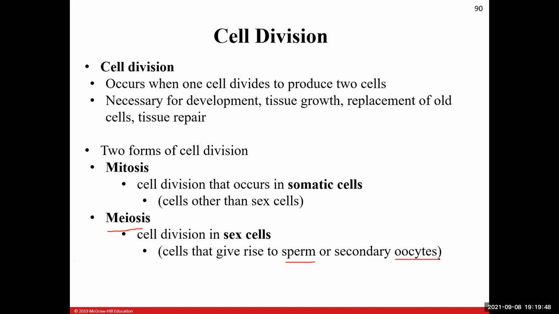Mitosis is cell division for all the other cells in your body. That's how I remember it. Meiosis, sex cells. The other type of cell division is all the other cells in your body. Those cells are called somatic cells, and that cell division is referred to as mitosis.